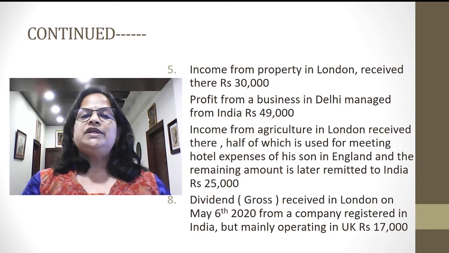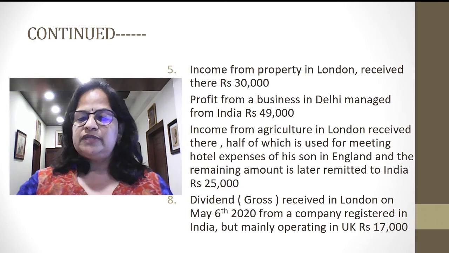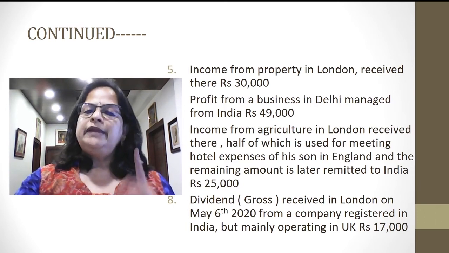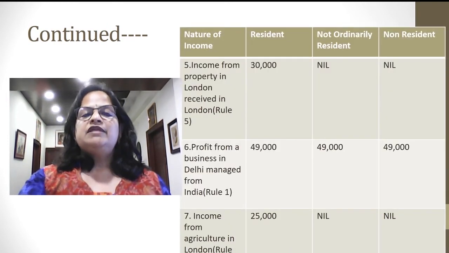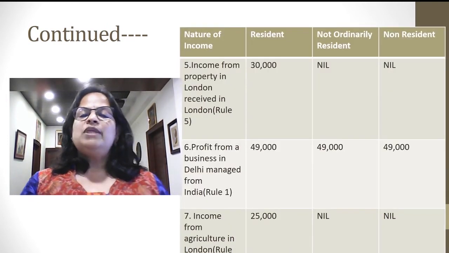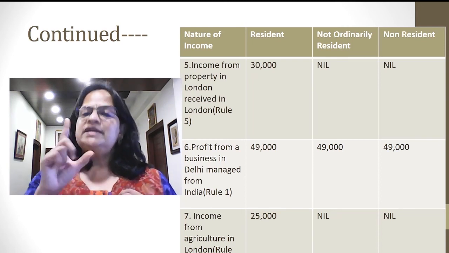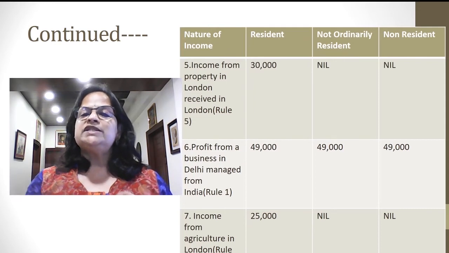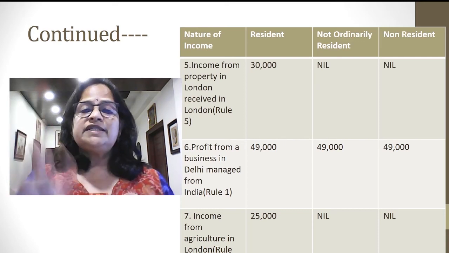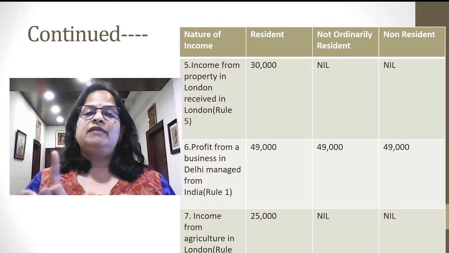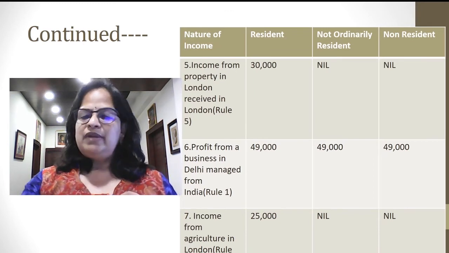So the fifth point is income from property in London received there, rupees 30,000. Income from property in London. It's house property income. Income from property in London received there. Rule number 5. Because it's not business income or professional income. So that is resident will be paying the tax. Other two cases it will not be taxable. Remember we are writing nil, not exempted. Exempted we will write only for section 10 when it's an exempted income. Resident it will be taxable 30,000. Rule number 5.